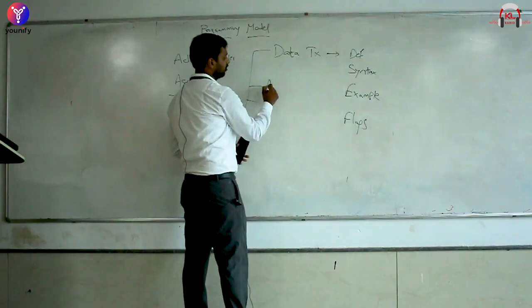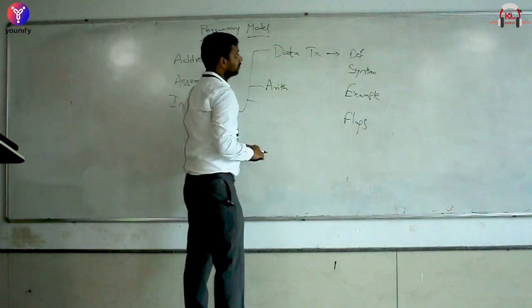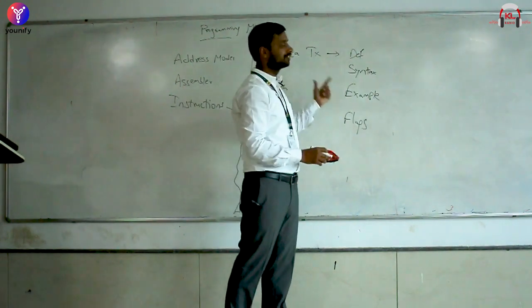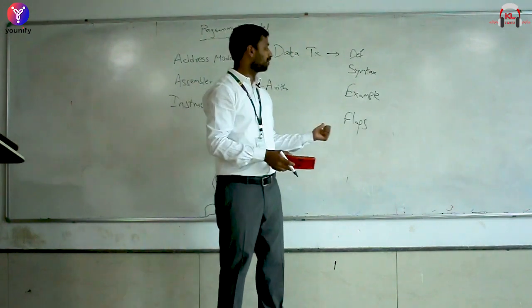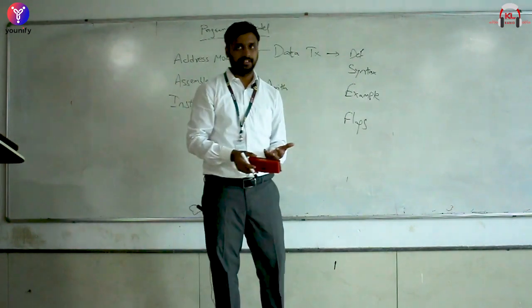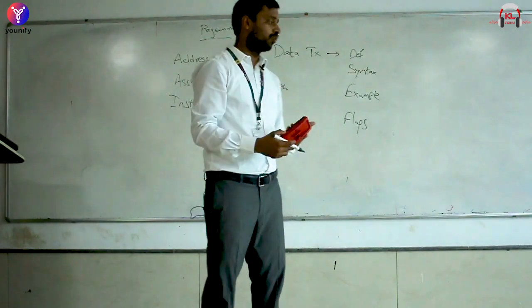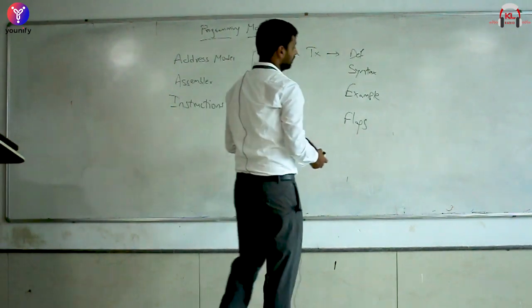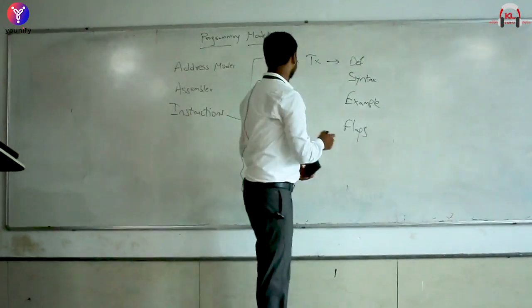Next set of instructions would be arithmetic. By the way, all the data transfer instructions, what flags get affected? We have 6 status flags. Only except the parity flag, nothing gets affected.